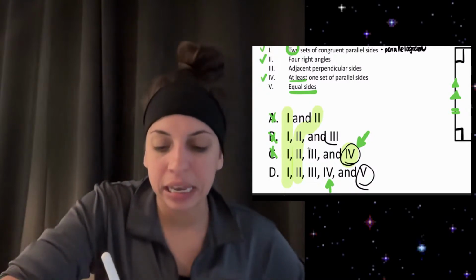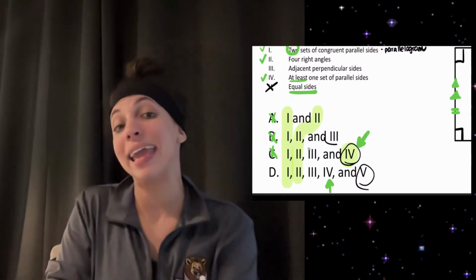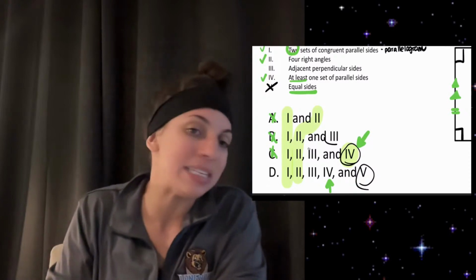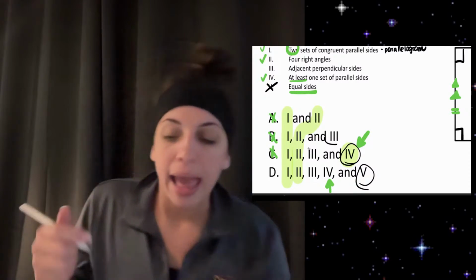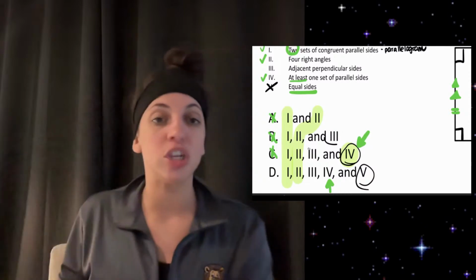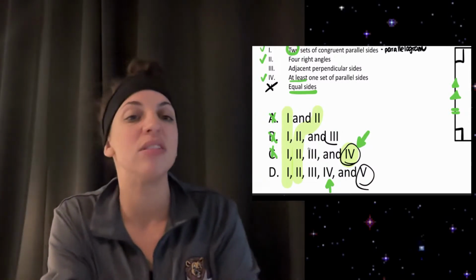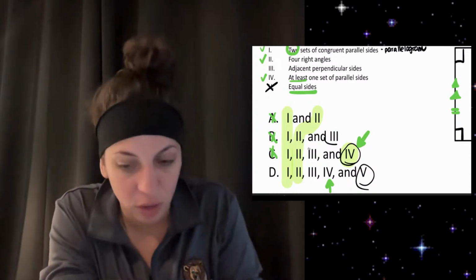No, it does not have to have equal sides. Can it? It can, because a square is a rectangle, but a rectangle is not always a square. And so by definition, if this was a square, then a square would have equal sides. But this is a rectangle, and a rectangle doesn't have to have equal sides.